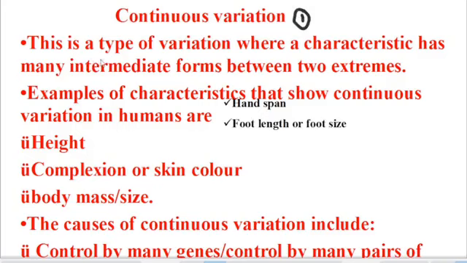Continuous variation is the type of variation where a characteristic has many intermediate forms between two extremes. Examples of characteristics that show continuous variation in humans: we have height. Skin color or complexion is also an example of continuous variation. We have body size, or we can say weight, which is also an example of continuous variation. We also have hand span, which is also an example of continuous variation.